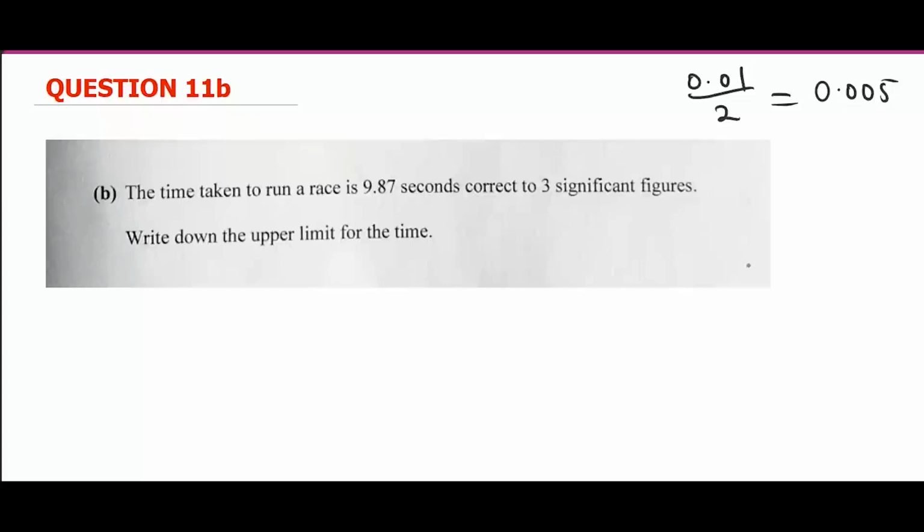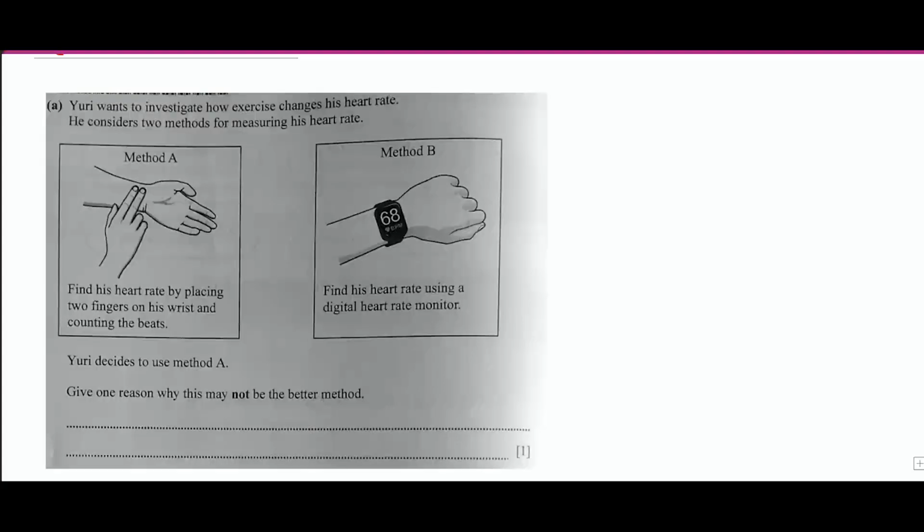Then to get the upper limit for this now, that means we are going to add 0.005. We add it to 9.87. So 9.87 plus 0.005. If you add it together, that will give you 9.875. So this will be the upper limit for the time, 9.875 seconds. Okay, so let's go to the next question. This is our question 12a.